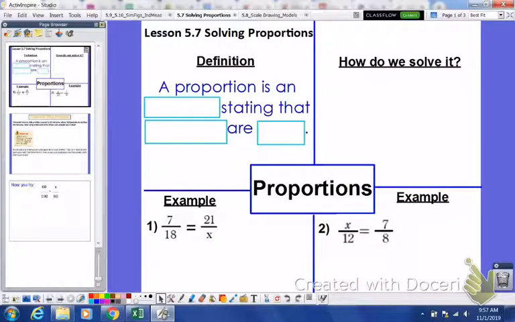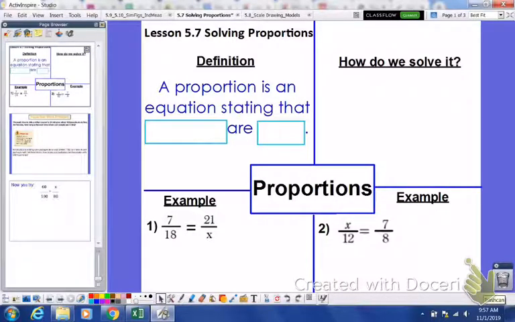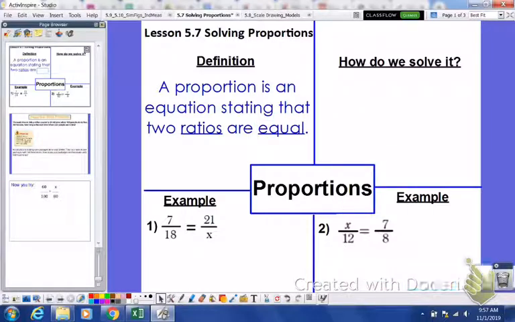A proportion is an equation stating that two ratios are equal. What it would look like is a fraction, such as A over B, equals another fraction, like C over D. So a fraction equals a fraction. Two ratios are equal. Now, how do we solve them?